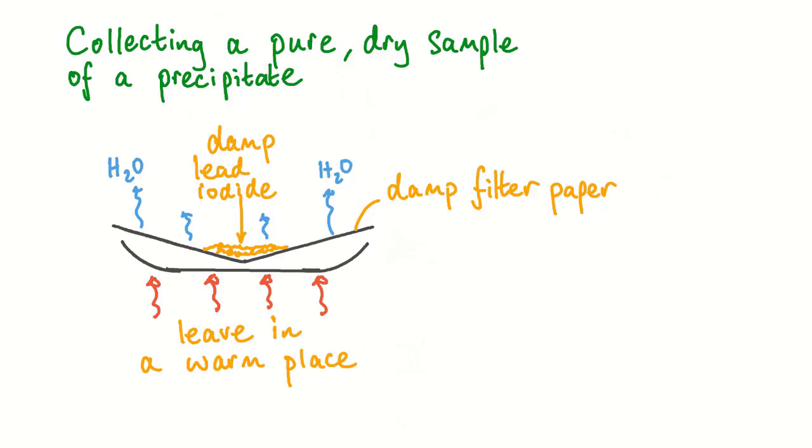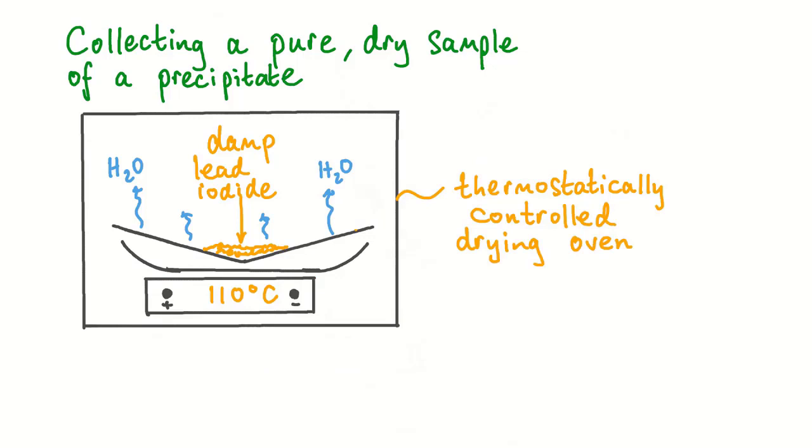Now that the solid precipitate has been separated from the solution containing other dissolved ions, it must be dried fully to remove traces of water. This can be achieved by placing the filter paper and the solid in a warm, dry place. Ideally, a thermostatic drying oven is used set to 110 degrees Celsius. This temperature is plenty hot enough to remove the water, but not too hot to risk burning the paper or melting or decomposing the product.